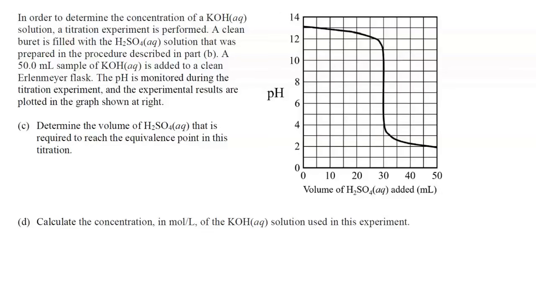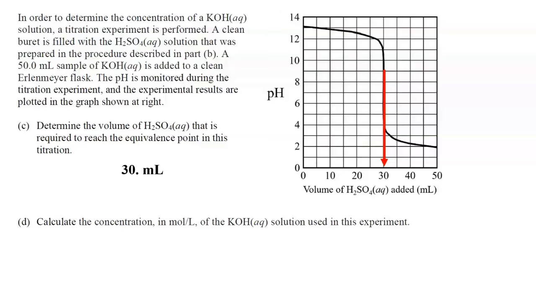So on this graph, where do we see a rapid change in pH? That would be right here at 30 milliliters. So on the x-axis, the volume of sulfuric acid added would be 30 milliliters. Part D says to calculate the concentration in moles per liter of the potassium hydroxide solution used in this experiment. So the potassium hydroxide solution, that's the one that's in the flask, whereas the sulfuric acid, that was in the buret. Let's take 30 milliliters, and let's divide that value by 1,000.